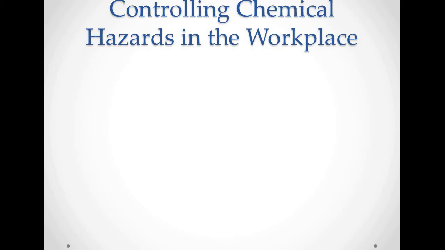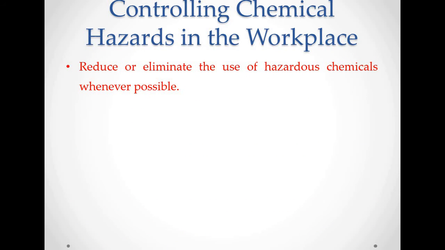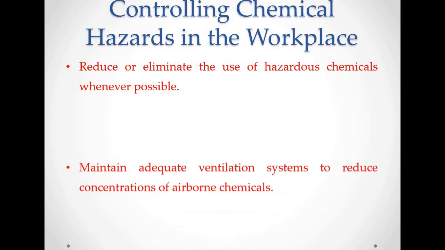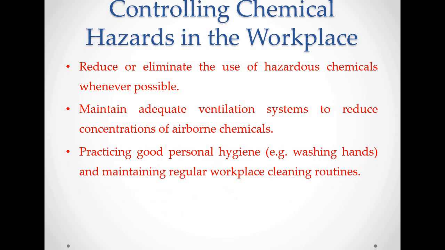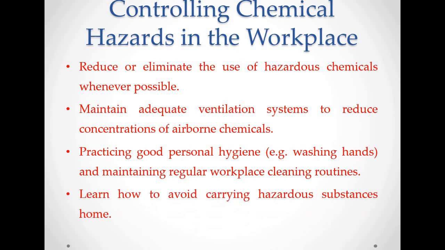Controlling chemical hazards in the workplace. So reduce or eliminate the use of hazardous chemicals whenever possible. Maintain adequate ventilation systems to reduce concentrations of airborne chemicals. Practice good personal hygiene. Example, washing hands and maintaining regular workplace cleaning routines. Learn how to avoid carrying hazardous substances to home.